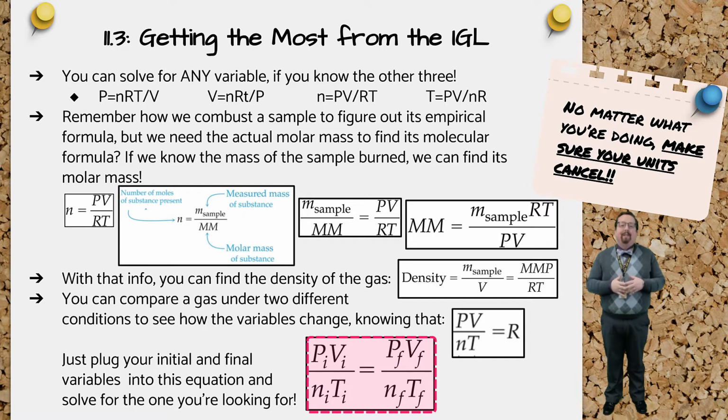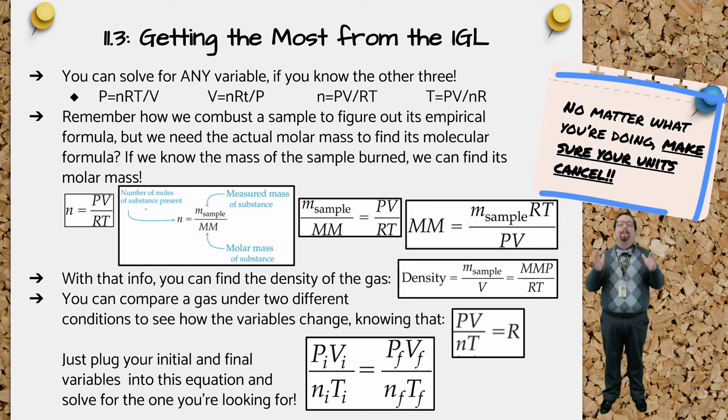Sometimes we notate these with subscripts f and i for final and initial, or we could also use subscripts of 1 and 2 for the first set of conditions and the second set of conditions. Either way, if we know all but one of these variables, we can manipulate the equation to find the missing one. No matter which of these types of problems you're doing, the most important thing is to always, always, always write out your units and make sure they cancel appropriately.